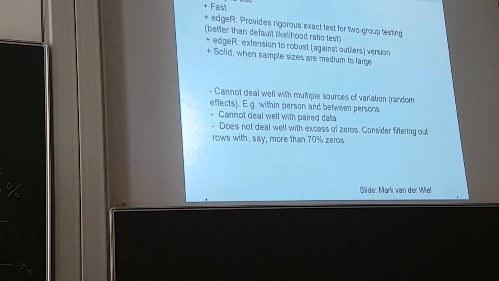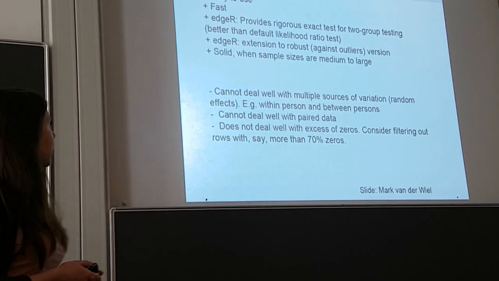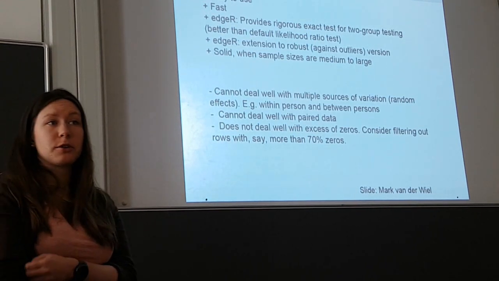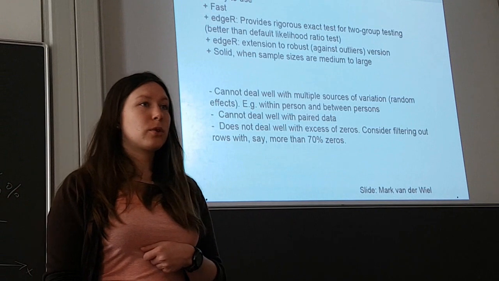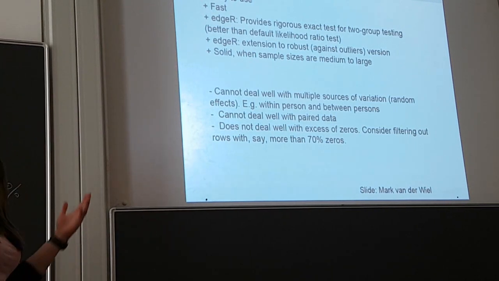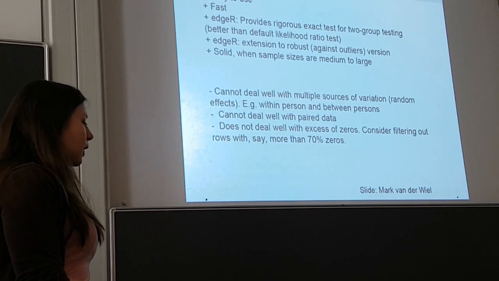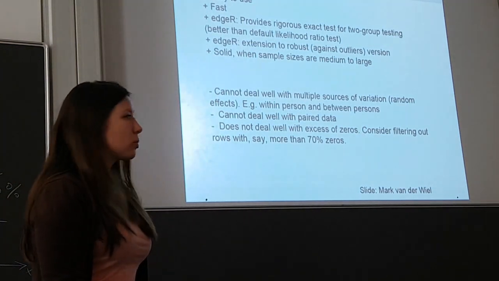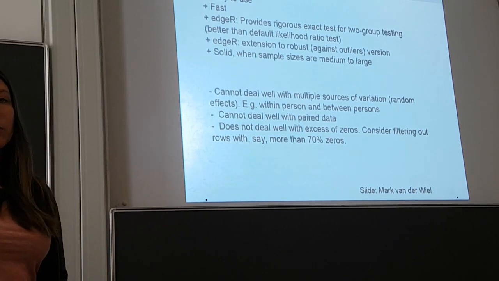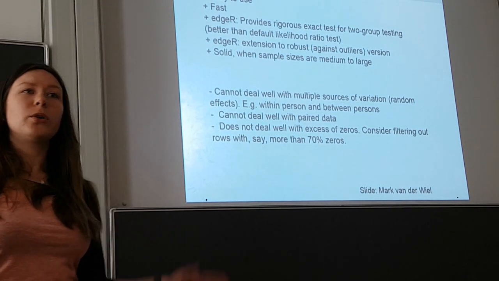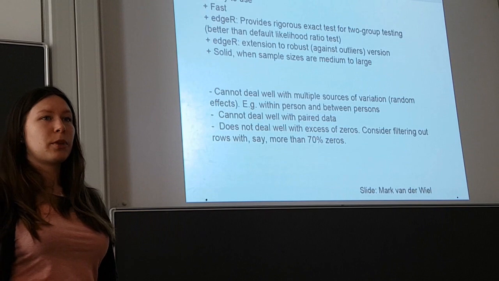So for edgeR and DESeq, those are two, I think, mostly used packages. And both of them are actually efficient and fast and easy to use. edgeR provides an exact test for comparison between two groups, and it has some extension to a robust version against outliers. And what is not that good about those two, they don't have random effects included. So if you have within-person variation or between-person variation, it doesn't handle it well, both of them. And it cannot actually handle paired-treat data. So for paired-treat, you need to use something else.